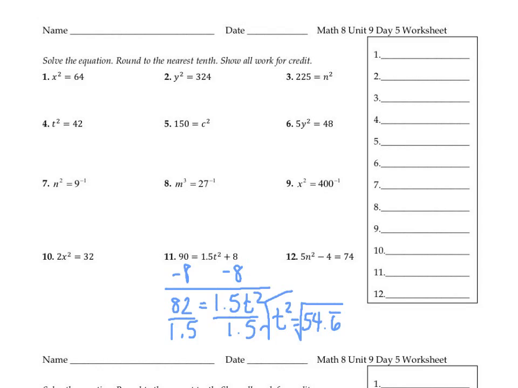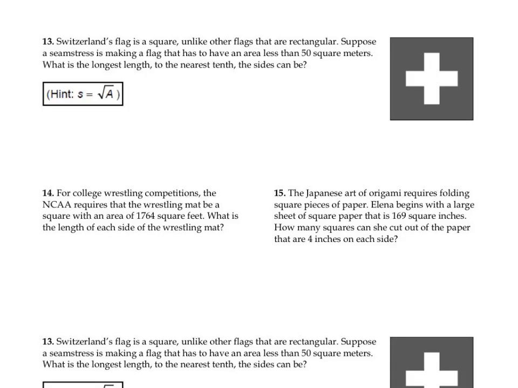When I do that, I get x equals, and I'm asked to round to the nearest tenth. So we're going to say 7.4. And remember, in an equation here, I don't have any context for this equation, so I'm going to say plus or minus 7.4.